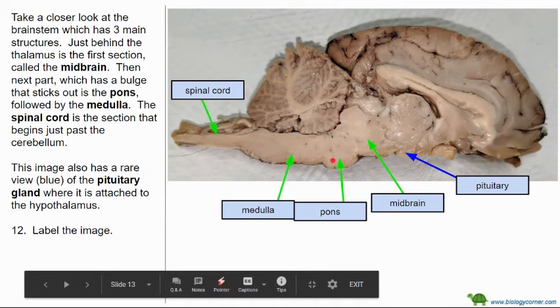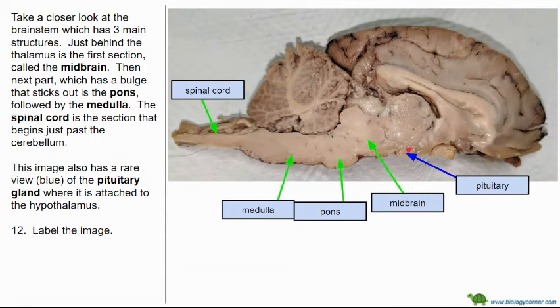All right, so looking at the brainstem a little more closely, we can actually see the pituitary gland here, this little white gland. All right, so the blue arrow points there to the pituitary gland, and then going towards the posterior end, we have the midbrain, and then the pons, the medulla oblongata, and the spinal cord. All right, so make sure you're moving the labels to indicate that.